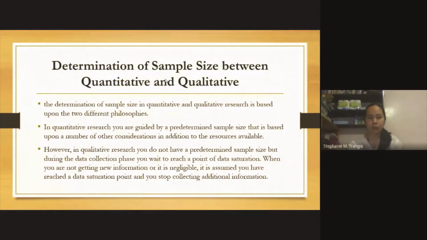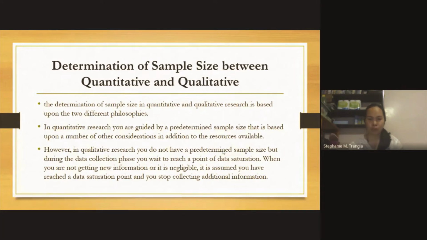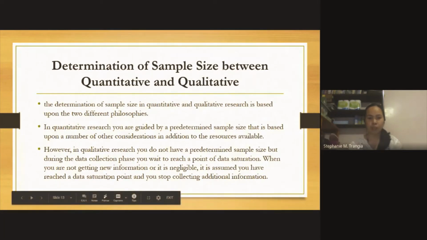However, in qualitative research, you do not have a predetermined sample size, because the sampling frame is very hard to attain. The list of respondents is very hard to attain. But during the data collection phase, you wait to reach a point of data saturation. When you are not getting new information, or it is negligible, it is assumed you have reached a data saturation point and you stop collecting additional information.